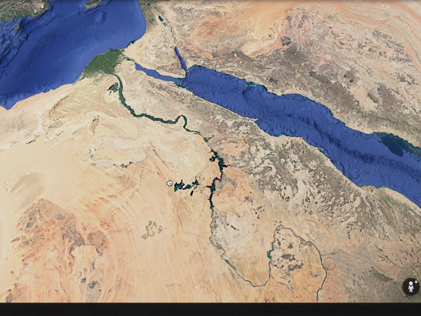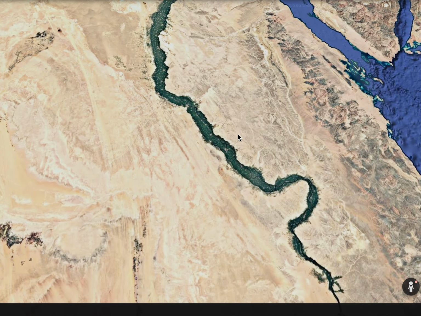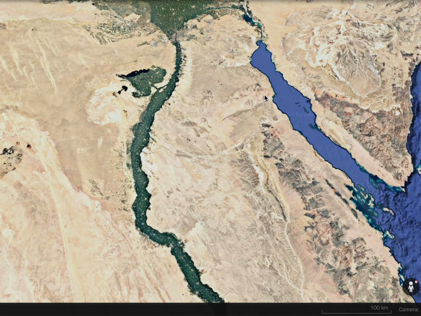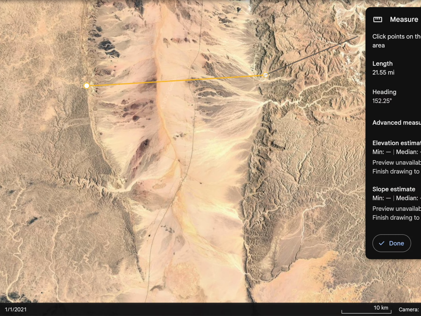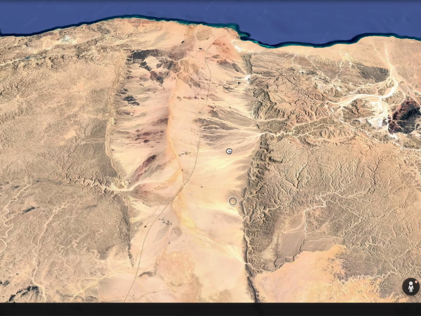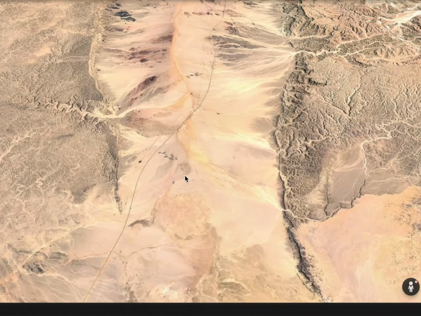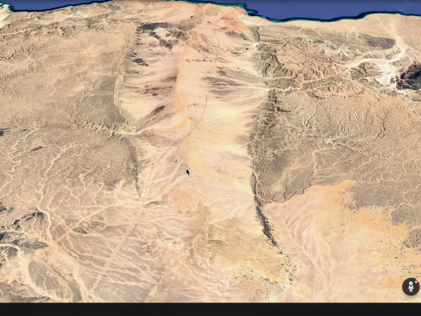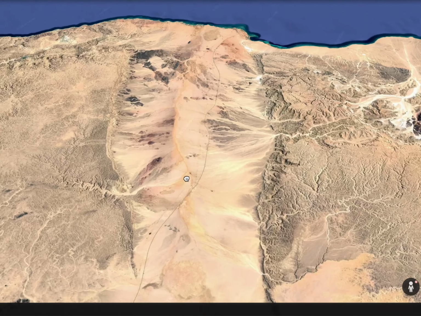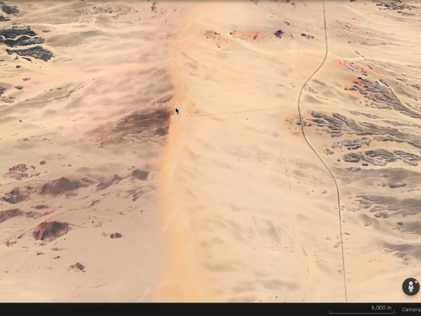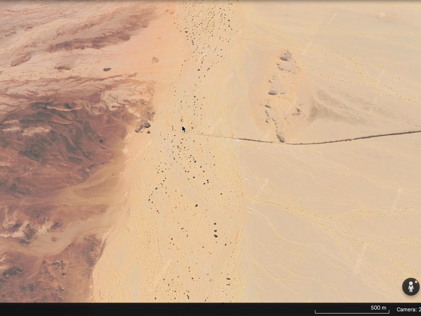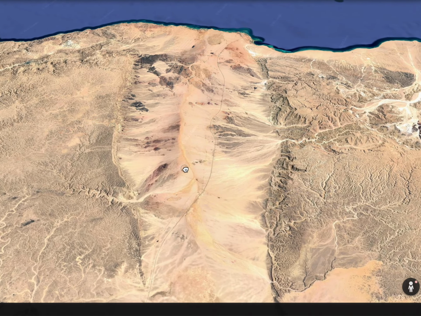Yeah, so the Nile River, and then we find this guy here. This is like 21 miles wide. And so not only do we have a nice big old channel carved into bedrock, but what's so cool is that there's this little path of centered sand. I love this little path of sand.